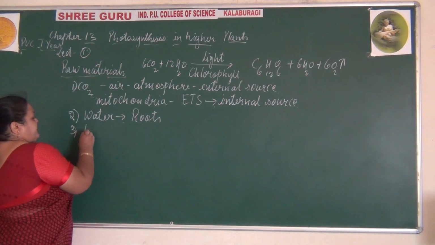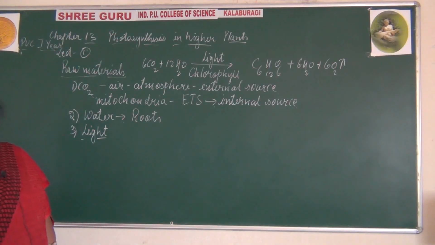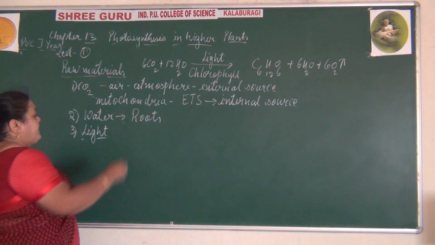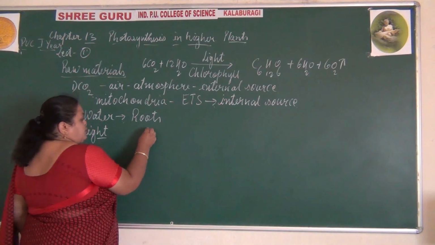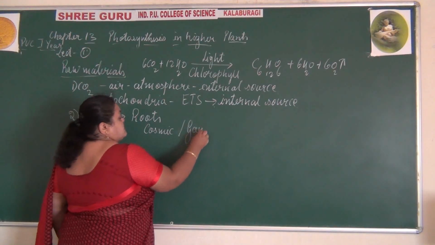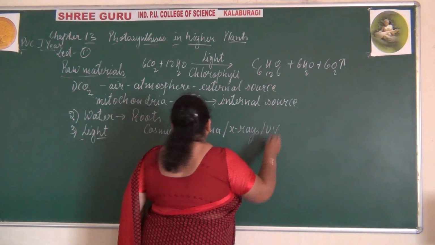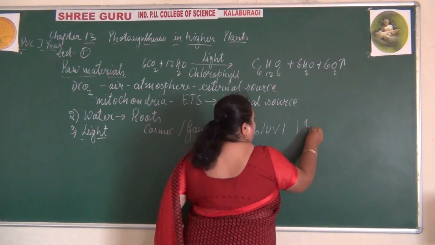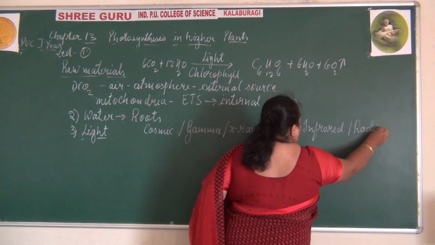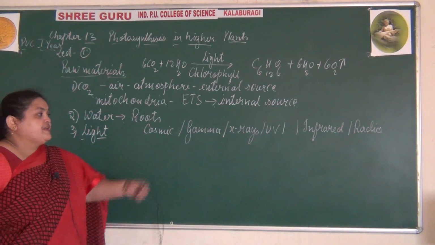Right, the third component is light, where there is the existence of solar radiation. Now, if you take solar radiation, the solar radiation includes cosmic rays, gamma rays, X-rays, UV rays, infrared rays and radio waves. Yes, so the solar radiation includes the various rays.